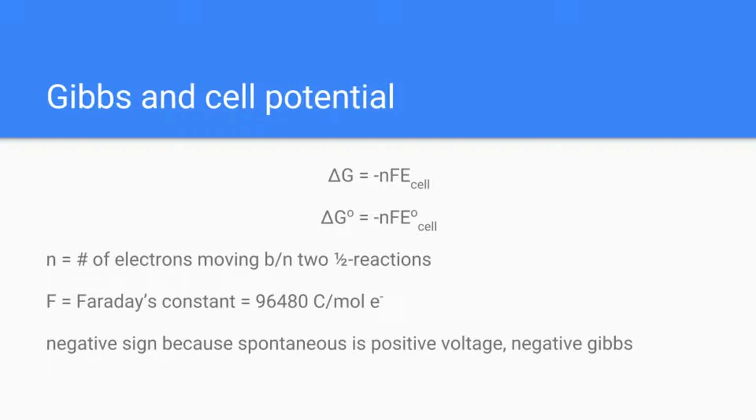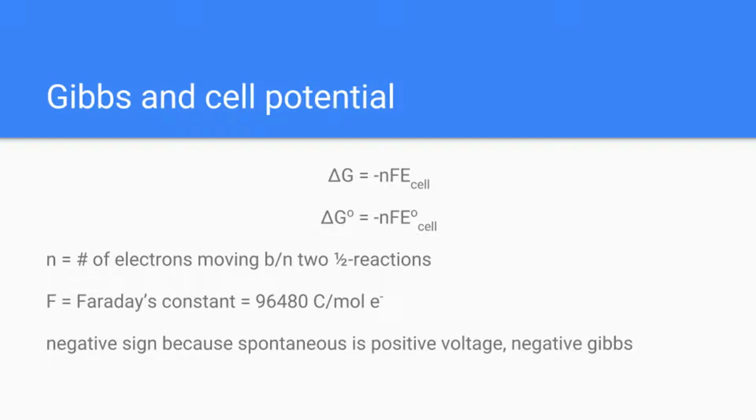F is Faraday's constant. It's just the amount of charge carried by a mole of electrons. A mole is a really large number of electrons, but each electron has a very small unit of charge. Nevertheless, all told, there are 96,480 coulombs of electrical charge in a mole of electrons. The negative sign is because we're talking about a spontaneous reaction. A galvanic cell is always going to be spontaneous, and a spontaneous galvanic cell means a positive voltage. But spontaneous means negative Gibbs free energy.